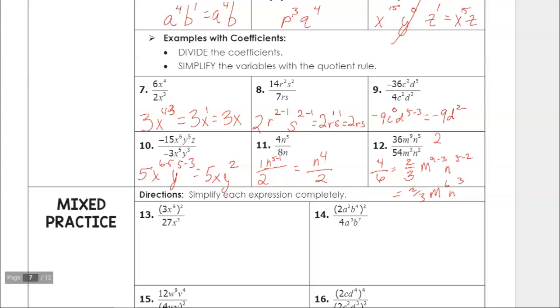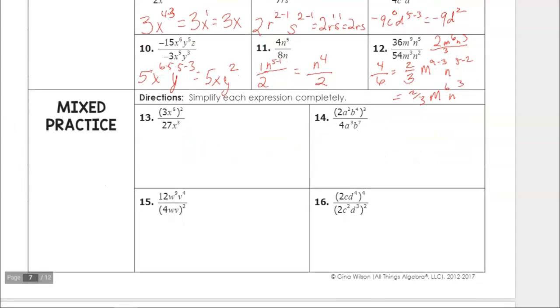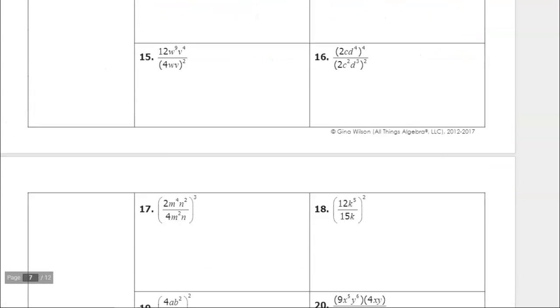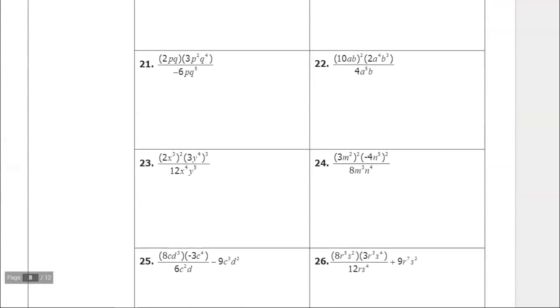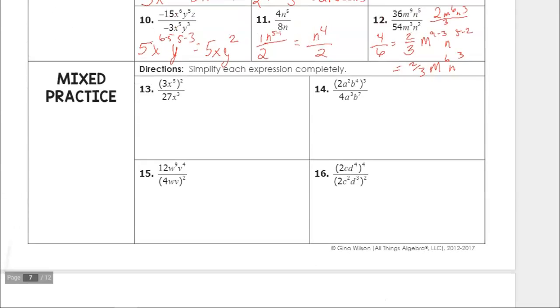Or you can put it all on top and then divide it by what you have. I get the same thing. Couple mixed practice ones, and then we're going to leave you to finish the second page.